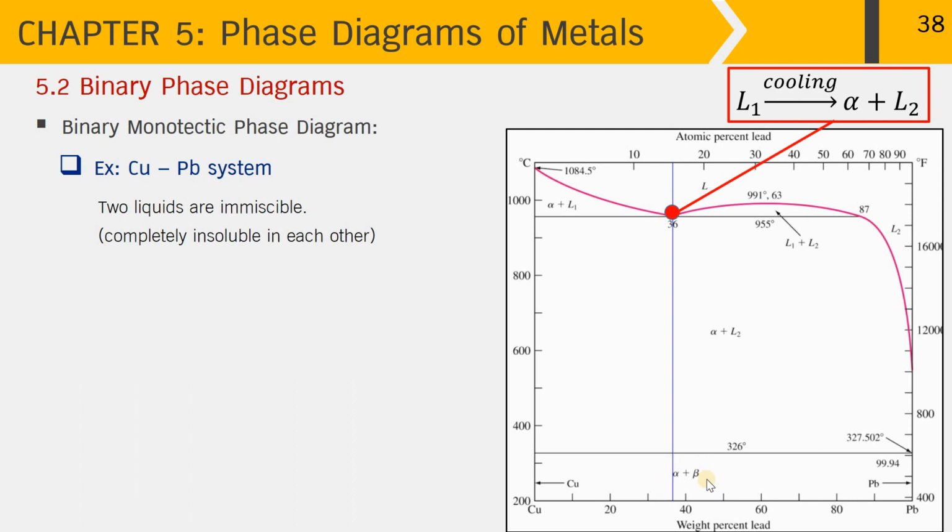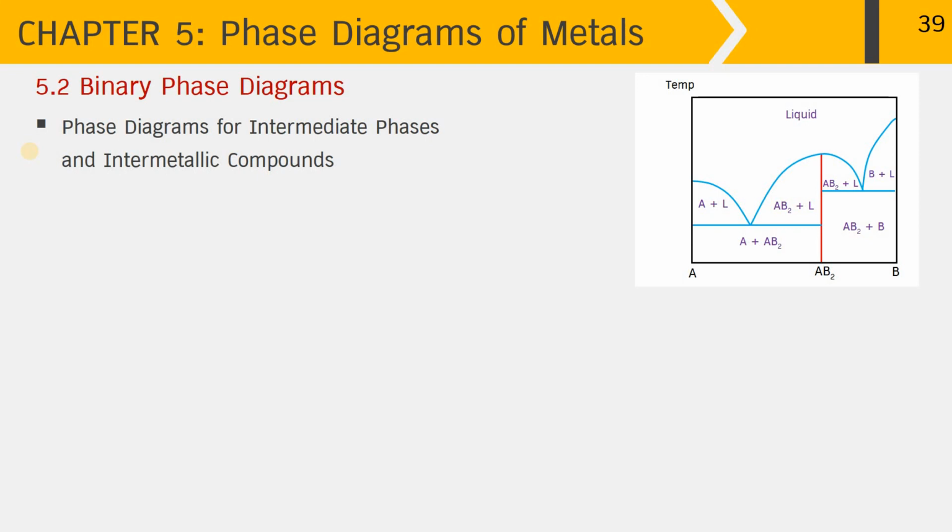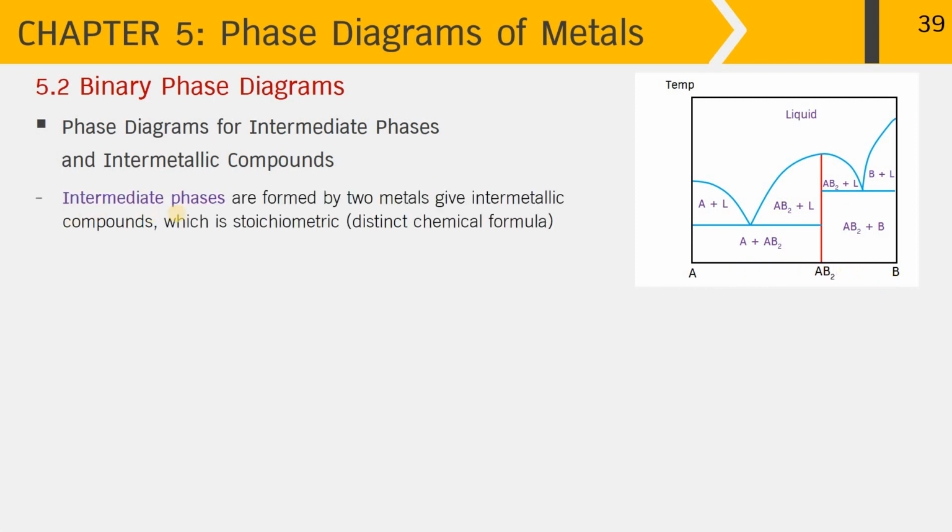into alpha plus beta. At last, for topic 5.2, phase diagrams for intermediate phases and intermetallic compounds. The picture on your right-hand side shows an example of the intermetallic compounds phase diagram. Assume we have metal A and metal B mixing in various composition. The intermediate phases formed by two metals give intermetallic compounds which are stoichiometric, having a distinct chemical formula, and that stoichiometric compound is AB2, as you can see over here on the phase diagram.